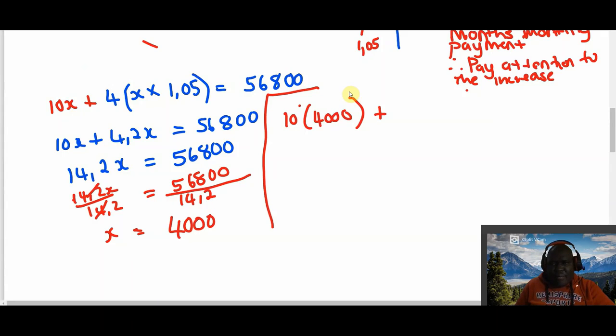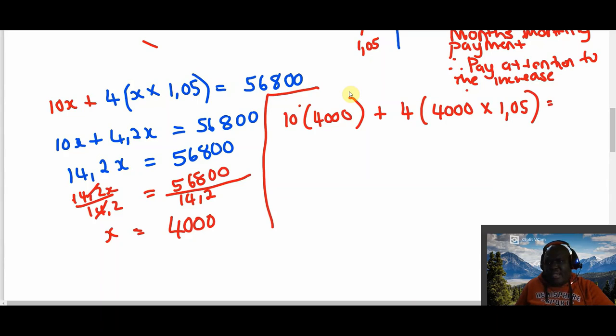and then plus 4, maybe we can say plus 4 into, let's try it this way and just put this as 1, plus 4 into our x, it's 4,000 times 1.05.